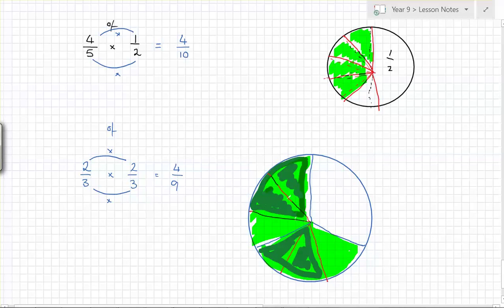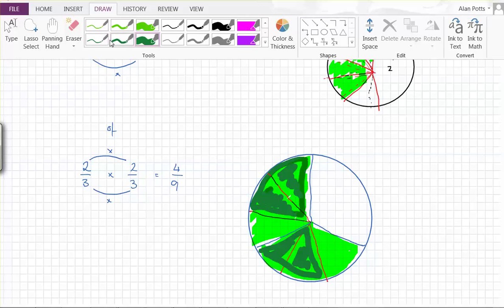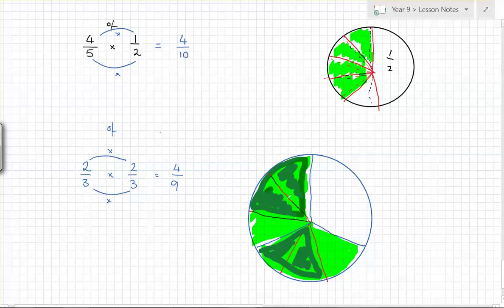Make sense? So you said split each one into thirds. So now here's the question then. What have I ended up with out of the whole thing? How many pieces? 1, 2, 3, 4 is what I've taken.